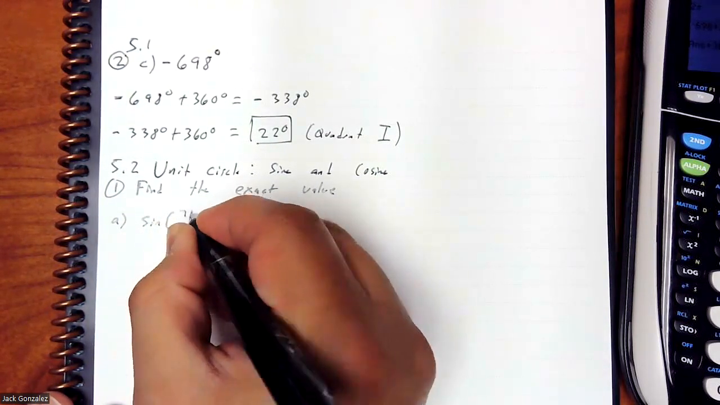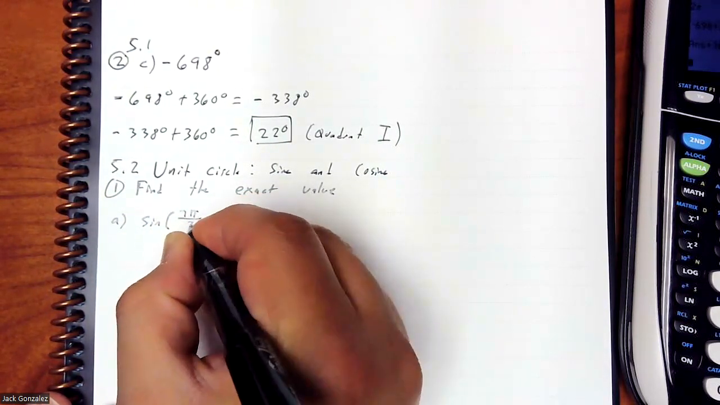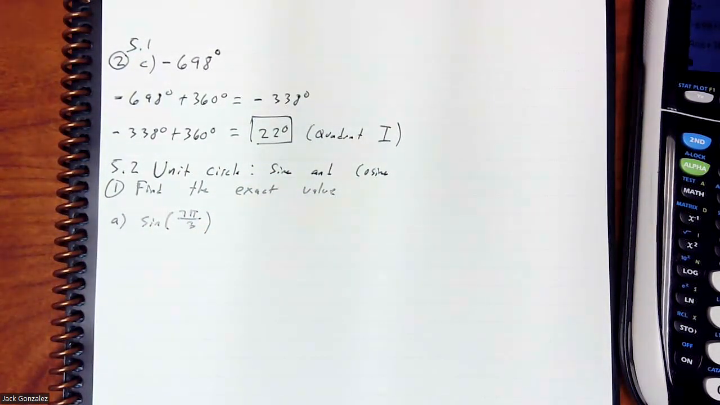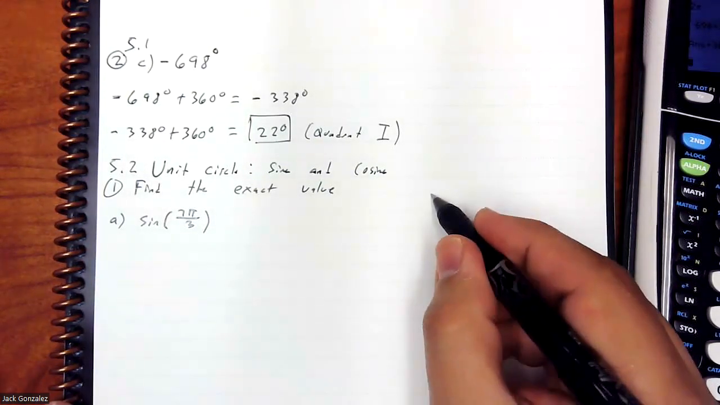Sine of 7 pi over 3. So that's now in the circle, so you'll have to adjust. Find the coterminal and then find that value on the circle. That's it. Okay, so let's do the work over here somewhere.